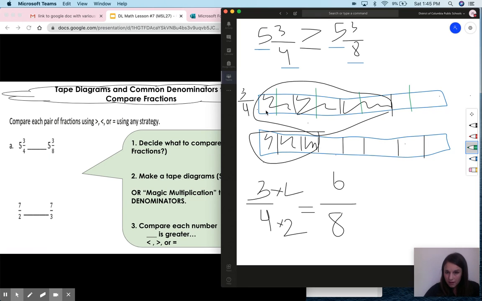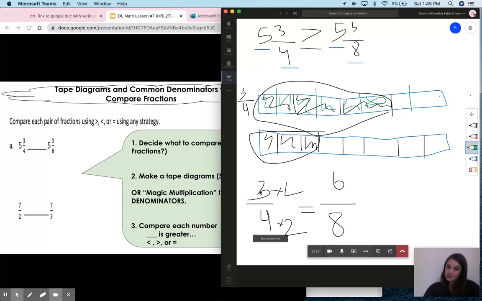How many now that I've made 8ths out of what was 4ths before, how many 8ths are there in those 3/4? 1, 2, there's that original line, 3, 4, 5, 6. There we go. That's what we got here with our magic multiplication. That's how we show it on a tape diagram too.